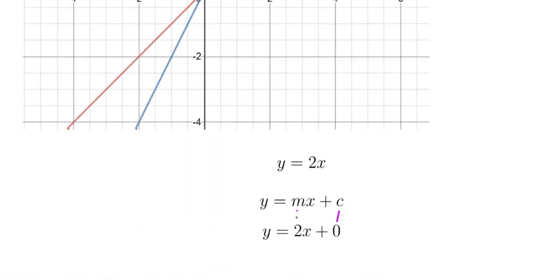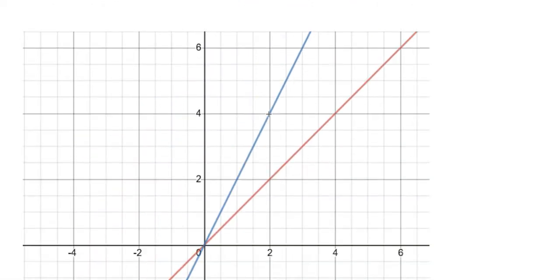The gradient, however, this time is 2. So the change in y relative to the change in x is 2. Let's make this clear. The change in y here you can see is 4. The change in x, however, is only 2. So I'm looking at the blue line. 4 divided by 2 is 2.